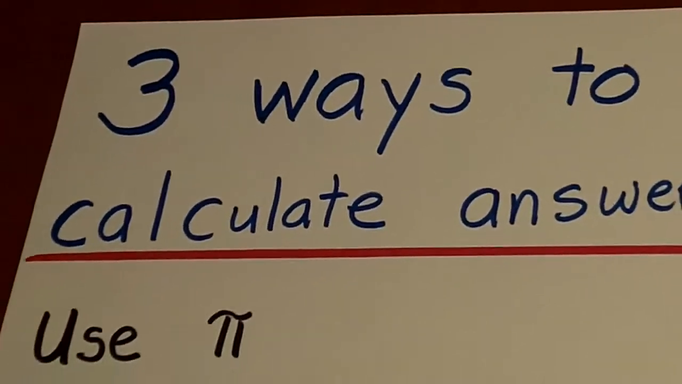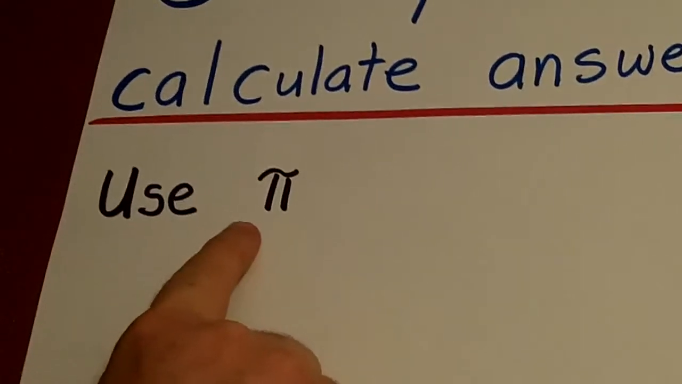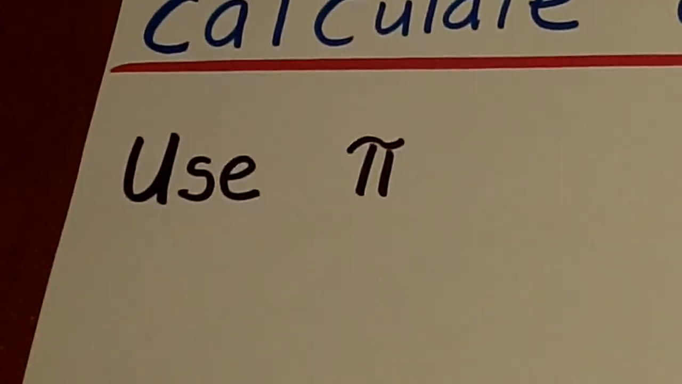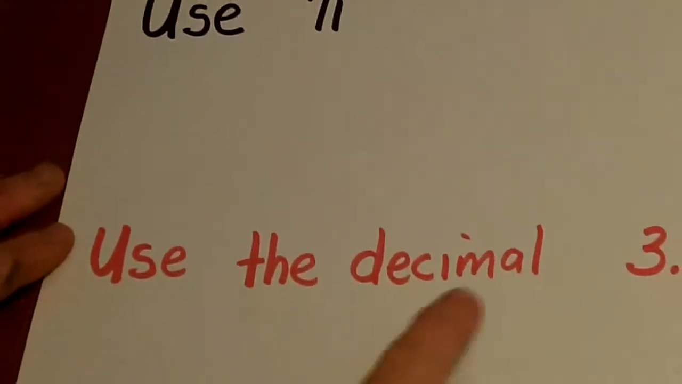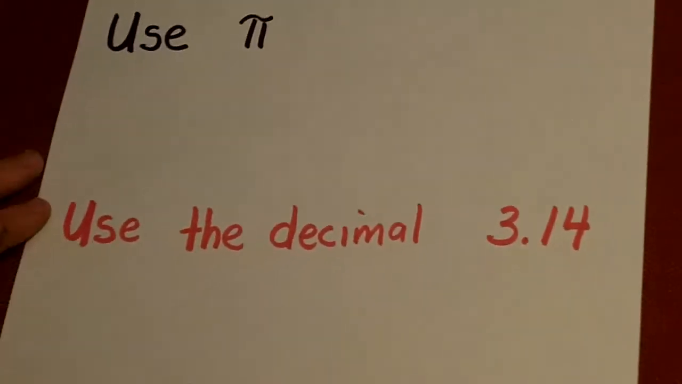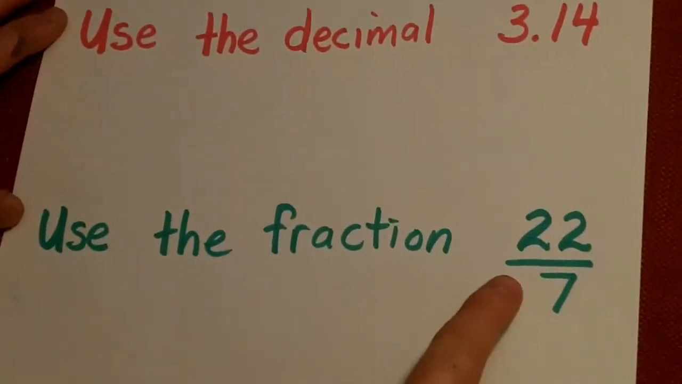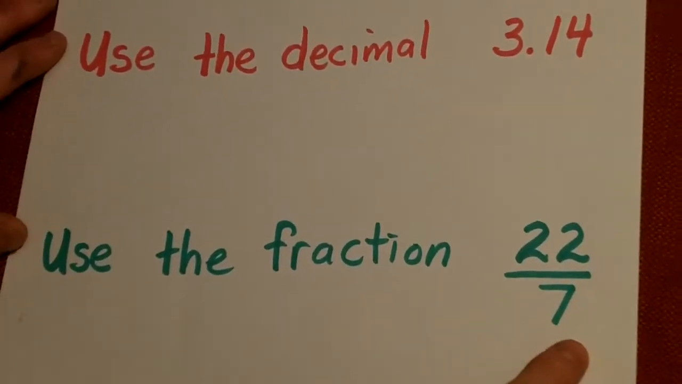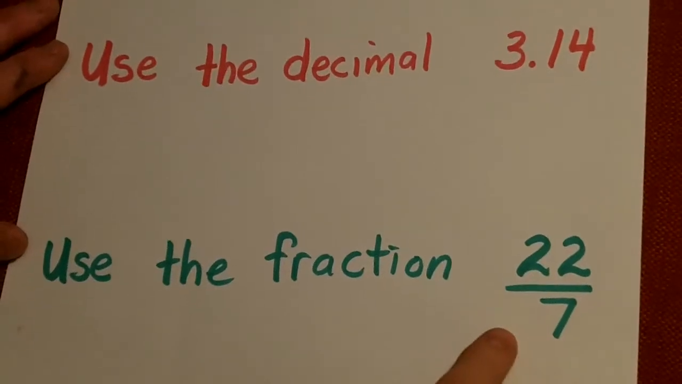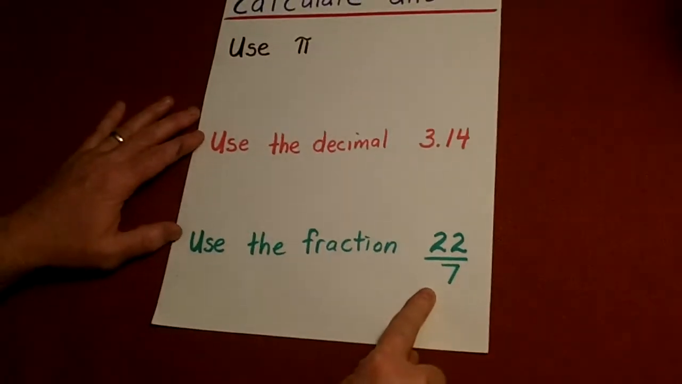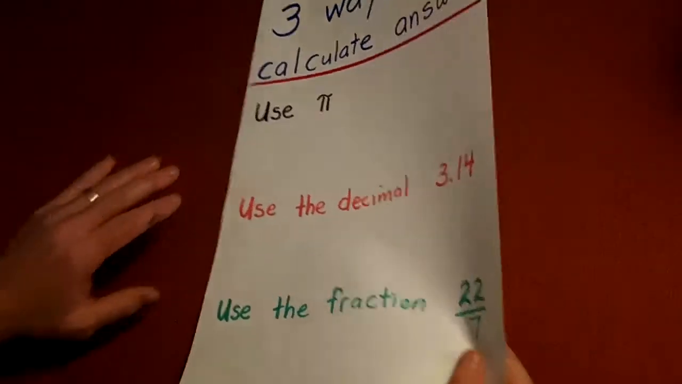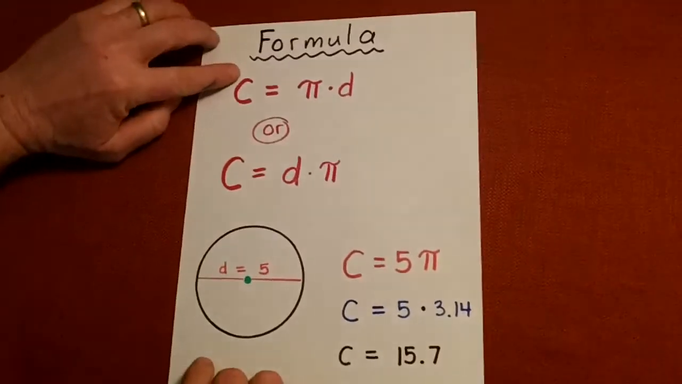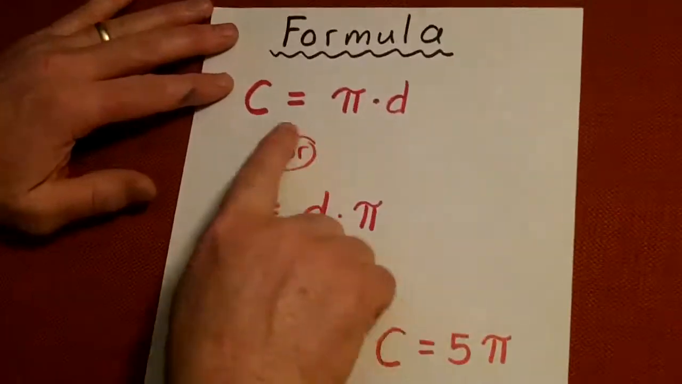You can calculate a circumference by just using pi as a constant, and we'll see what that means in just a moment. Or we can use the decimal 3.14 as pi, or we can use the fraction 22/7 as pi, but we need to be careful here. This is always best when a diameter is divisible by 7. Now let's take a look at the formula for calculating a circumference.